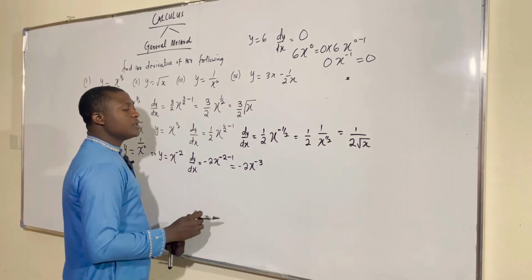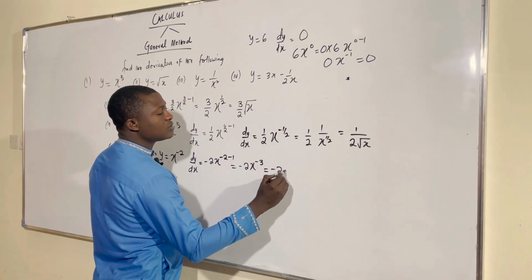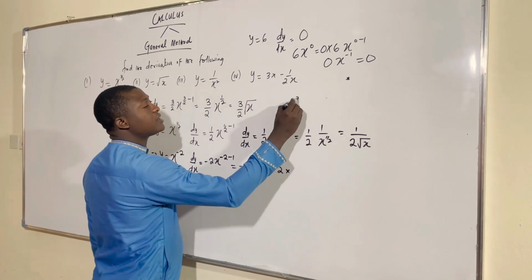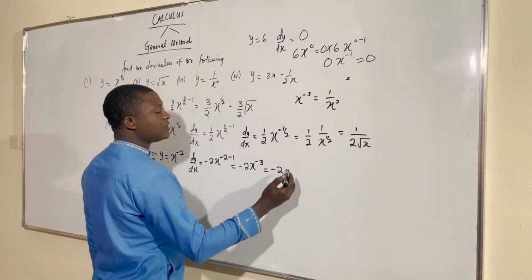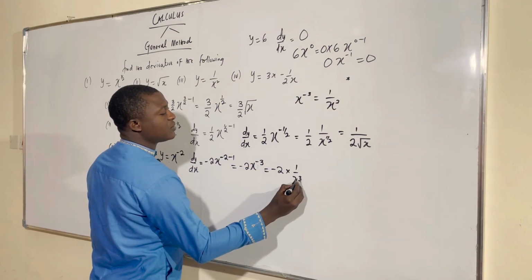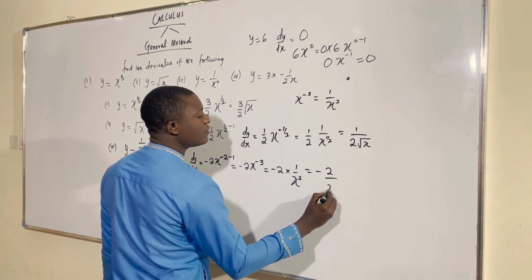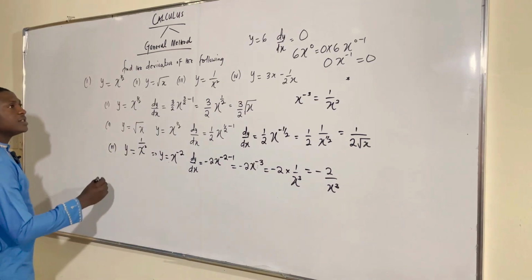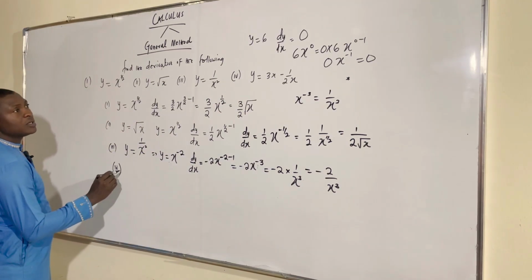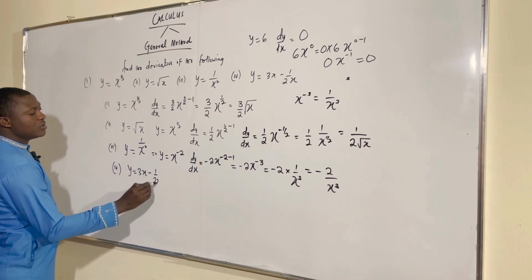So now I can still rewrite this one. This one can just be minus 2 times, if you have x raised to the power of minus 3, it is nothing but 1 over x raised to the power of 3. So 1 over x raised to the power of 3, right? So this times this, I can just have minus 2 over x raised to the power of 3. So now, the next question, number 4, they say y is equal to 3x minus 1 over 2.